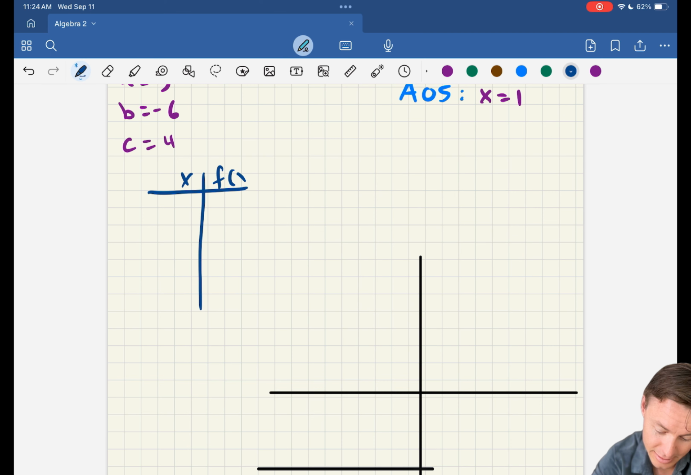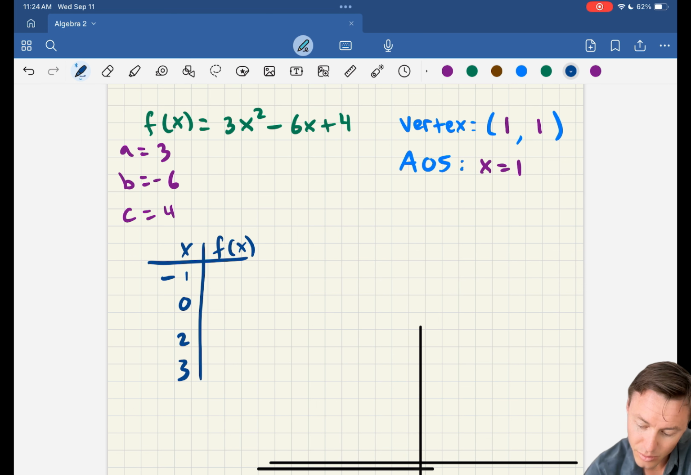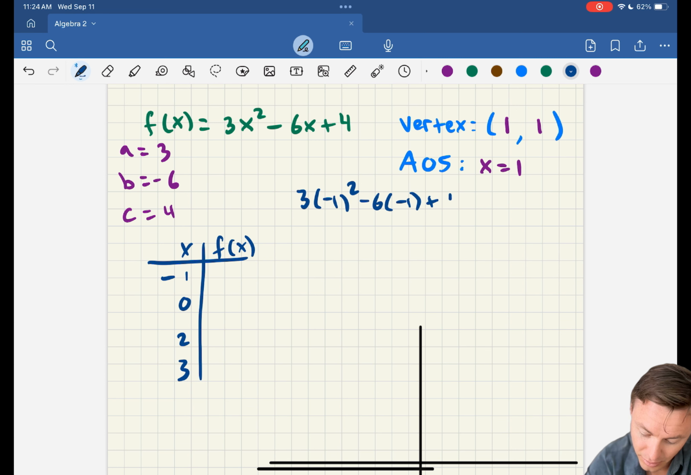x, f of x. We'll pick 2 x values to the left of the vertex. So -1, 0, and 2 x values to the right, 2 and 3. When x is -1, we have 3 times -1 squared minus 6 times -1 plus 4, which is 3 plus 6 plus 4, which is 13. When x is 0, we have 4. When x is 2, we have 4. And when x is 3, we have 13.